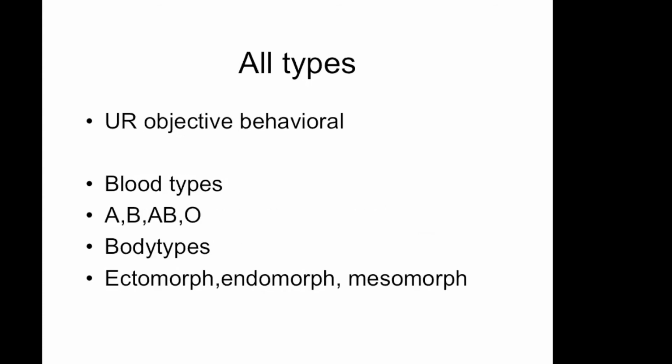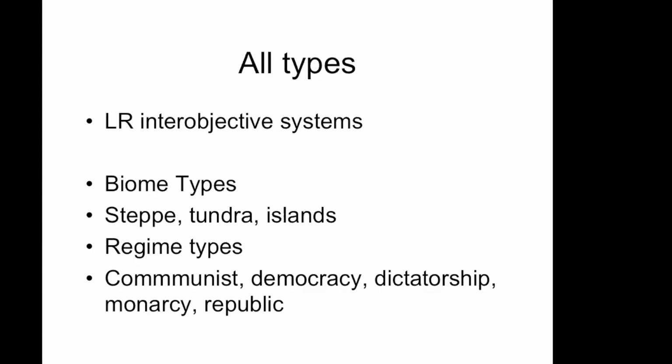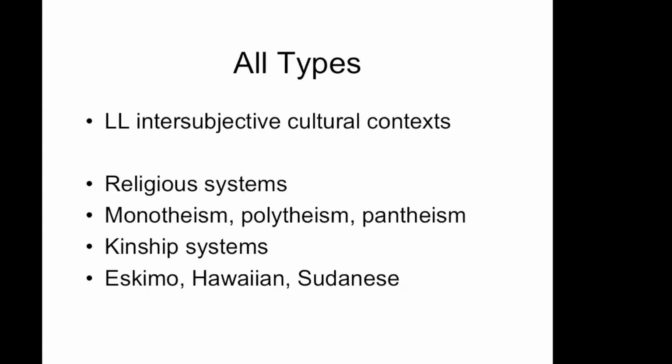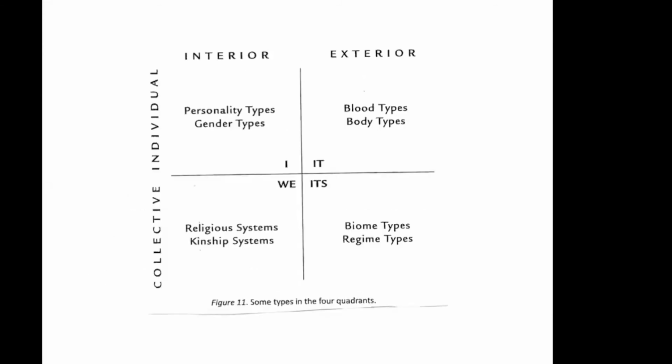In the upper right, you got blood types like A, B, AB, O, and you got body types like ectomorph, endomorph, mesomorph. In the lower right, you got inter-objective systems, biome types, steppe, tundra, islands, and regime types like communist, democracy, dictatorship, monarchy, republic. In the lower left, you've got intersubjective cultural contexts like religious systems, monotheism, polytheism, pantheism, panentheism, kinship systems, Eskimo, Hawaiian, Sudanese. So that's kind of what it looks like when we put them all together. There's a snapshot of the 4 quadrants.